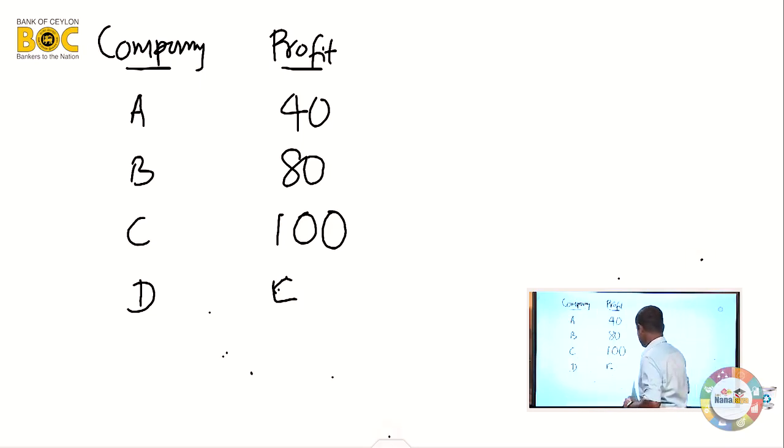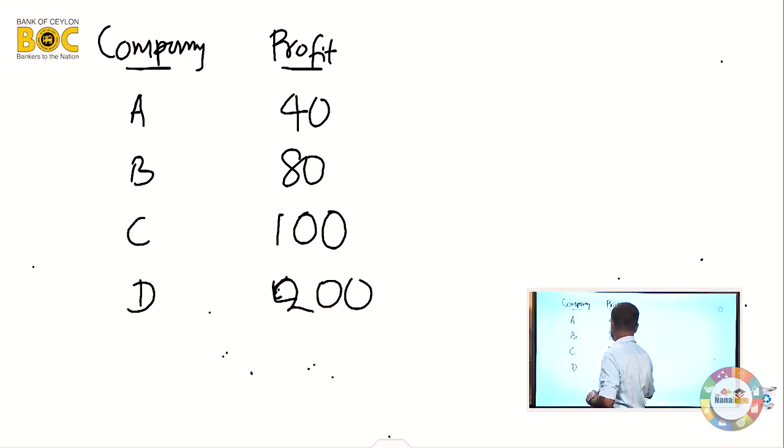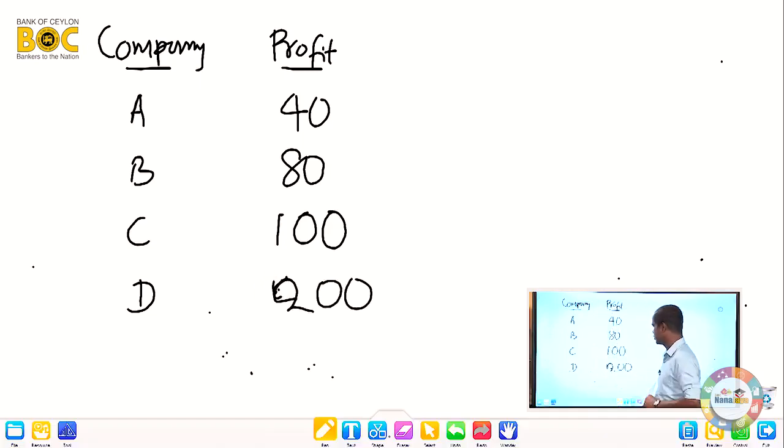The four companies deal in the same industry. Company A, company B, company C, company D. They are in the same industry. The fourth company profit, say 200 million rupees.